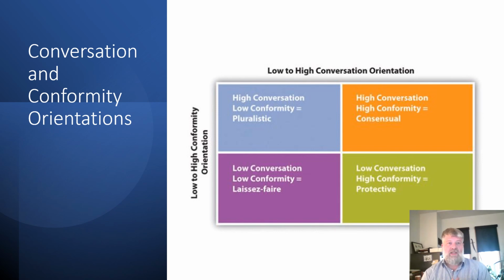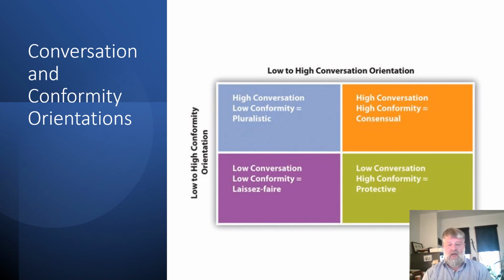The orange box in the top right-hand corner is high conversation and high conformity. In other words, we want to talk about it until we're all on the same page. And essentially, they refer to that as a consensual sort of family. Everyone is agreeing to participate in the communication, and everyone is coming out in a similar spot with regard to endorsement of action items and thoughts and values.